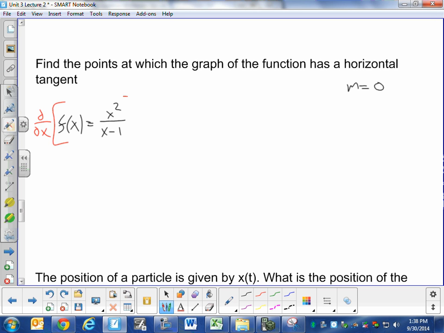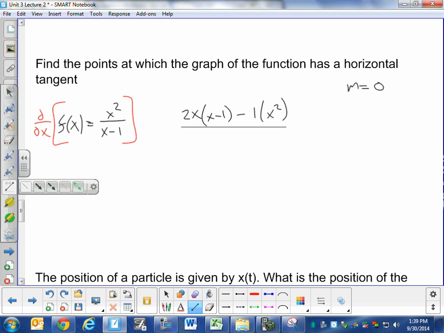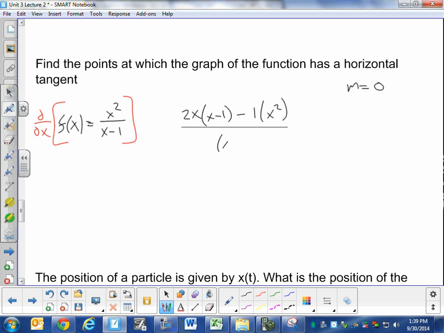So let's do it. I get 2x, that's f prime, that's the top, times g, the bottom, minus the bottom, derivative of the bottom is 1, times the top, all over bottom squared. Now, we're going to set that equal to 0. Now, here's where it's tricky. We're trying to figure out when a fraction with variables both in the top and the bottom equals 0.